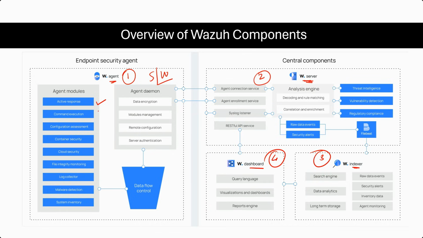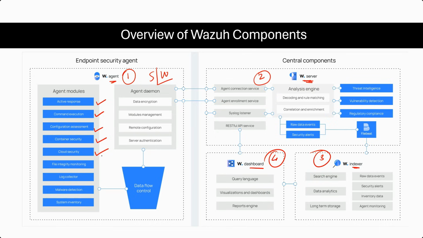Next, we have command execution to perform command monitoring or keep an eye on every possible command. Next, we have configuration assessment. And remember, each of these modules is basically a capability. These are all capabilities of Wazuh. We have container security to monitor all the events and logs of containers as well.